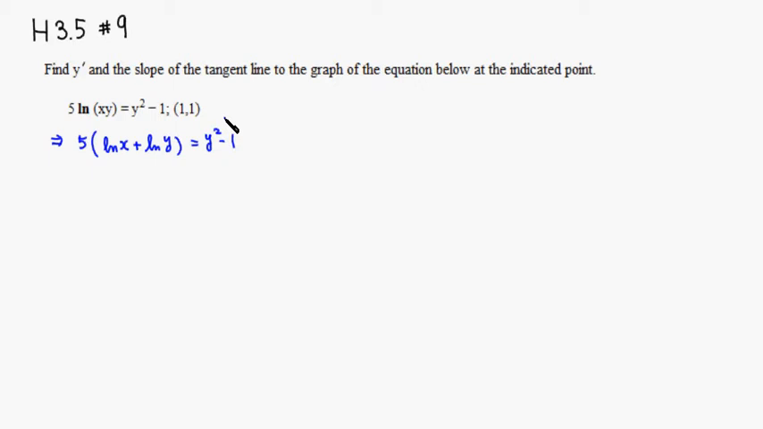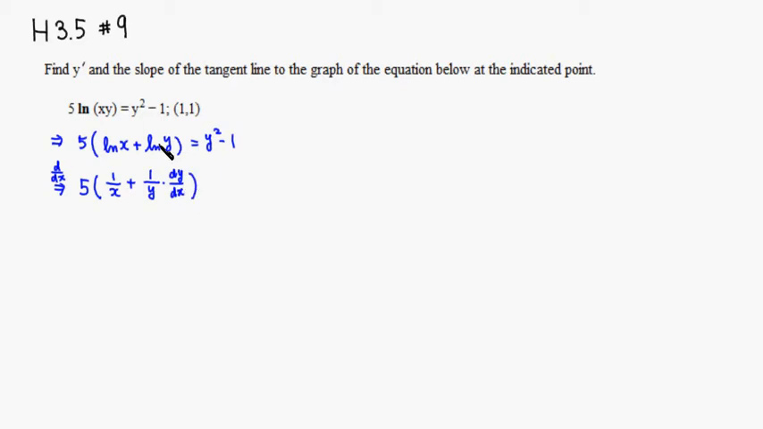Alright, so let's take the derivative of both sides with respect to x. 5 is just a constant multiple, so we just put 5 there. Derivative of natural log of x is just a regular derivative, so it's 1 over x. Plus, derivative of natural log of y would be the regular derivative, which is 1 over y, but we have to multiply by dy over dx, because this is the chain rule there.